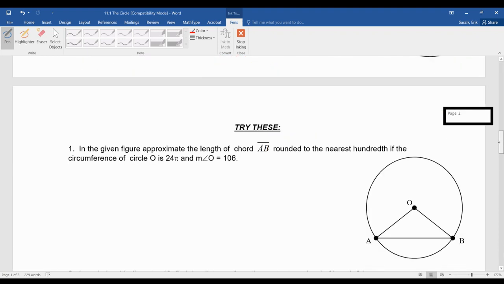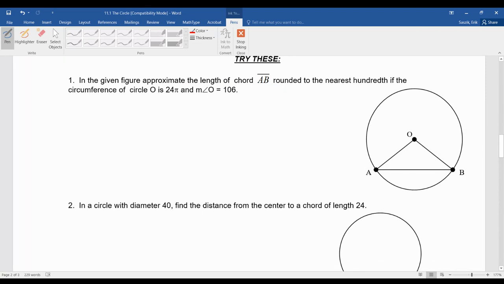Next page gets into some problems. I'm going to do some of them, you can do some on your own, and you can follow up with the solution document yourself. Here, we're given that the circumference is 24 pi. And don't hesitate to pause at any time. You can try these things yourself and follow along with the instruction later.